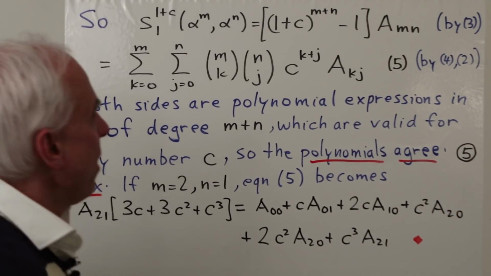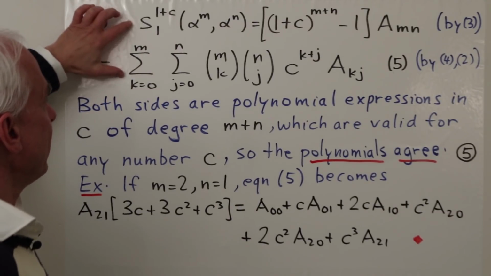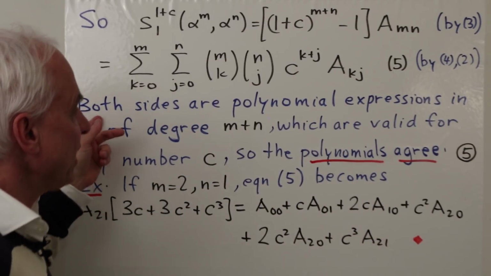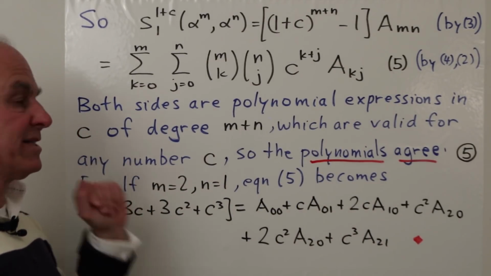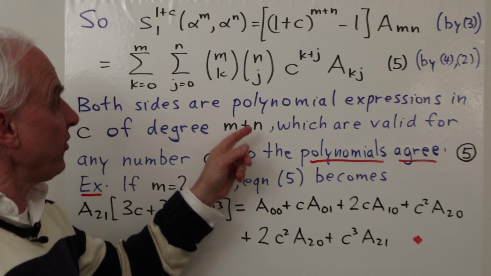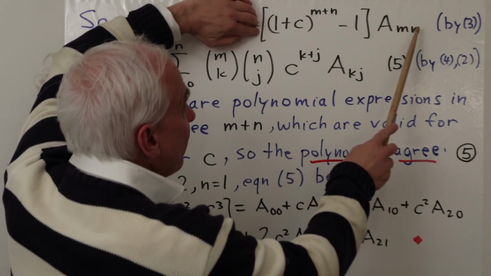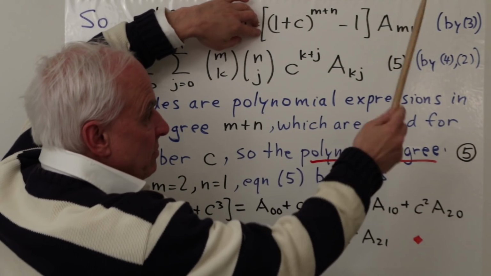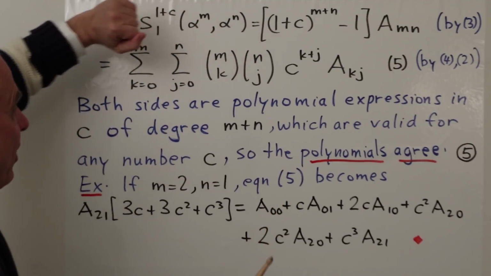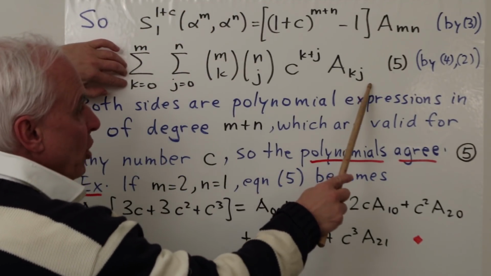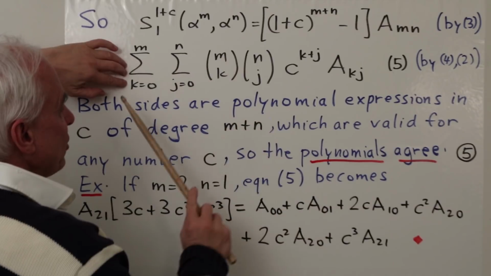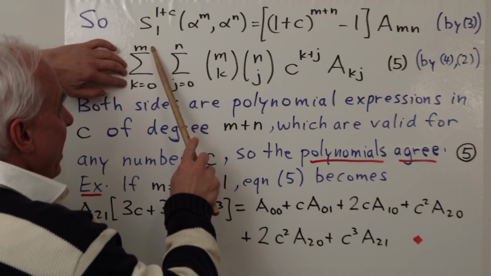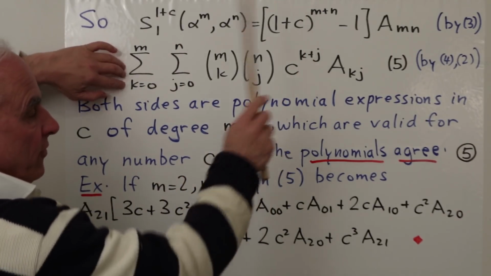Right. Okay, so now consider these two expressions. This thing here equals this thing here. Both sides are polynomial expressions in c, in fact, of degree m plus n. So this thing here, starting from here, is a polynomial in c of degree m plus n, with some coefficients, but these are unknown numbers, but still they're just numbers. And over here, this is another polynomial in c. The powers of c go from c to the 0 all the way up to the maximum, which is when we get m plus n there. So it's also degree m plus n.